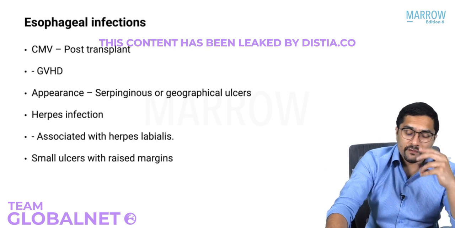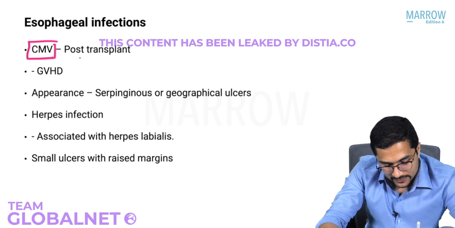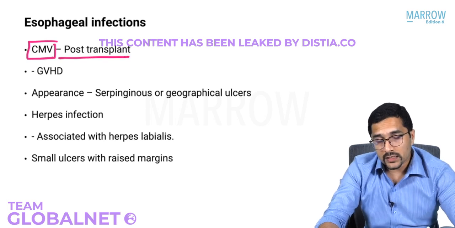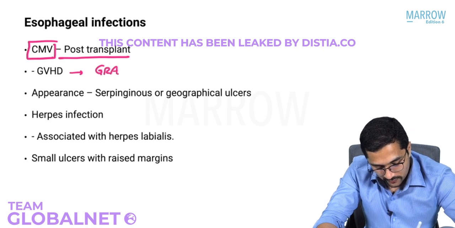The other esophageal infection is cytomegalovirus. CMV is seen in post-transplant patients and commonly with GVHD. GVHD is graft versus host disease.